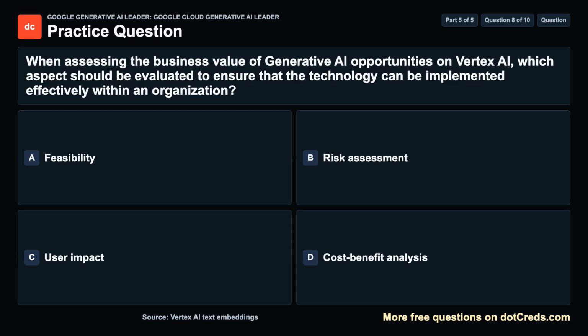Question 8. When assessing the business value of generative AI opportunities on Vertex AI, which aspect should be evaluated to ensure that the technology can be implemented effectively within an organization? A. Feasibility. B. Risk assessment. C. User impact. D. Cost-benefit analysis. Take a moment, then we will review the answer.